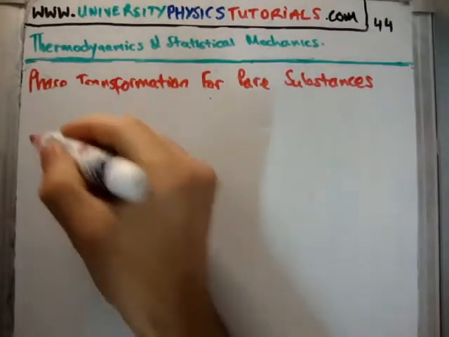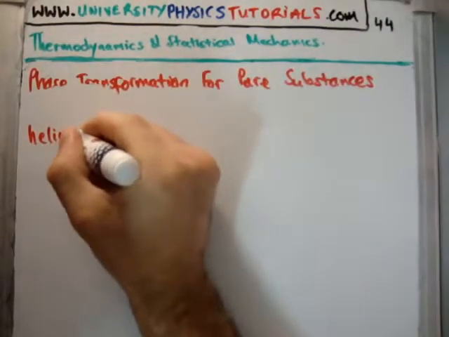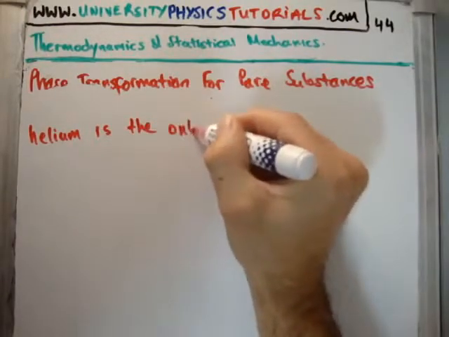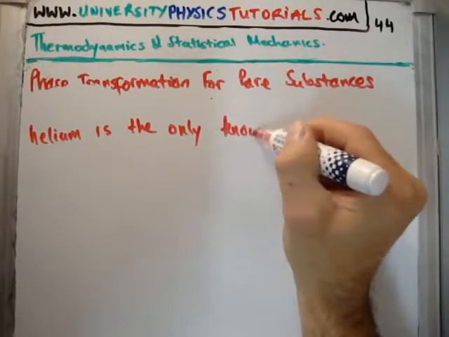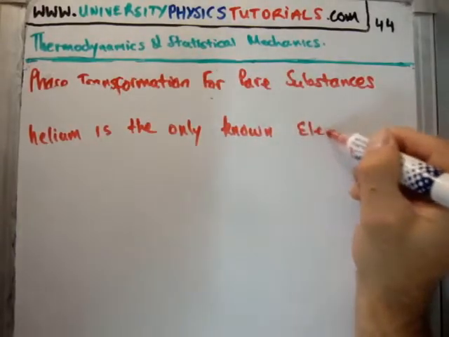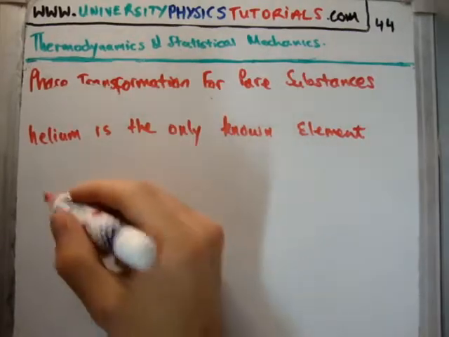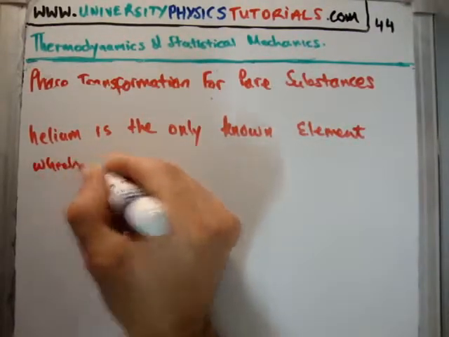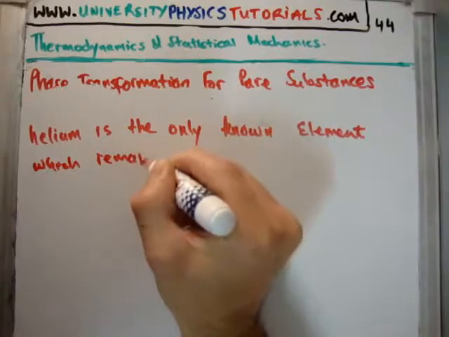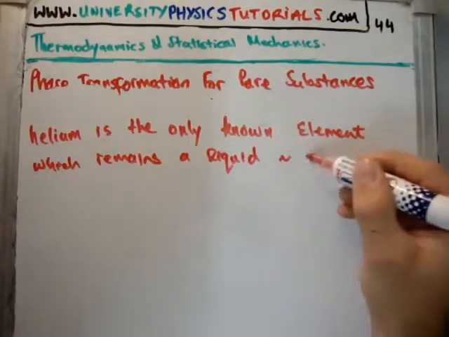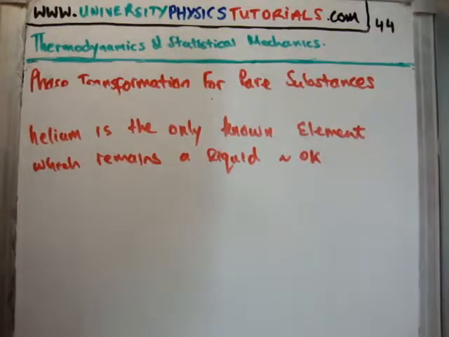Next, the next piece of information I'd like to give you is that helium is the only known element which remains a liquid at 0 Kelvin. It remains a liquid, we'll say approximately 0 Kelvin, because we still can't get to 0 Kelvin, the laws of thermodynamics do not allow it, but we do get awfully close, that's for sure.